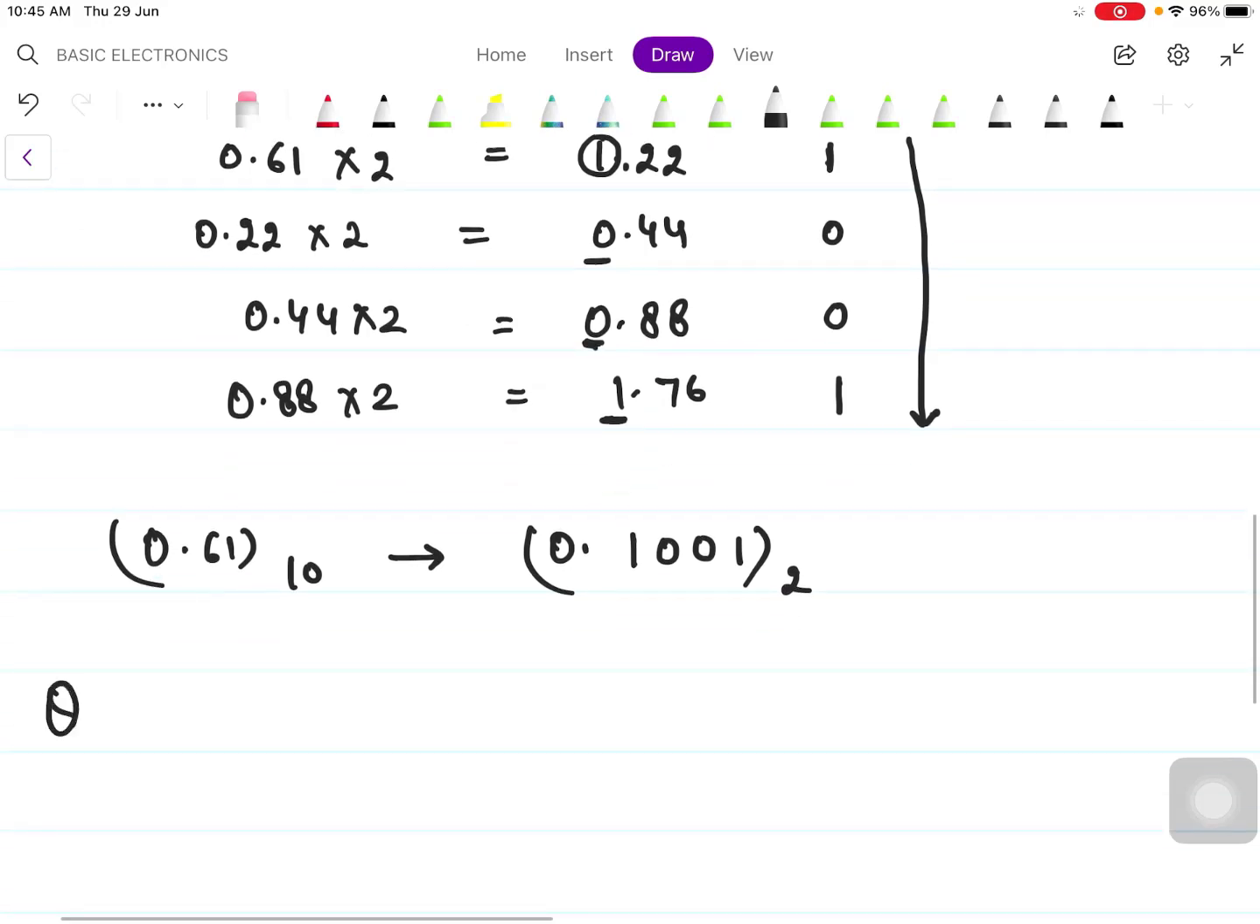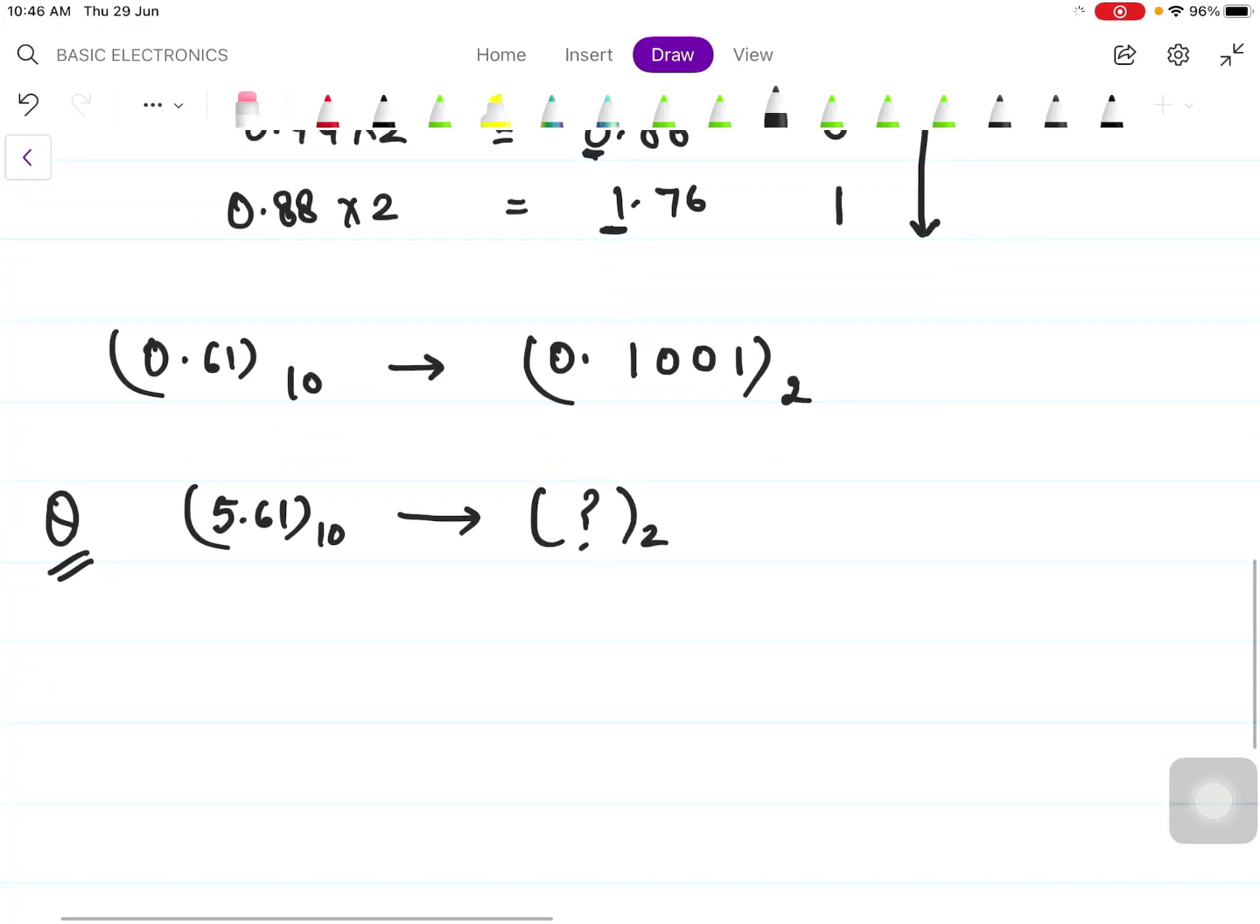If you would have been given the question 5.61 in decimal number system and you are asked to convert it into binary, 5 has to be converted with a separate strategy and 0.61 has to be converted with a separate strategy as shown above, and then you can combine your answers. I hope you understood this.